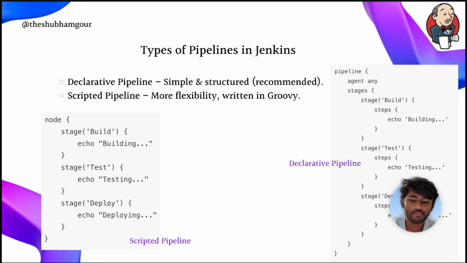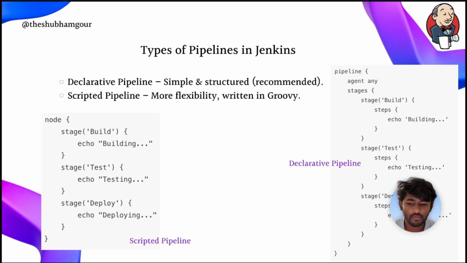Now, how many types of pipeline do we have? There are two main classifications of pipeline. First is declarative and second is scripted pipeline. Declarative is very simple and structured, which is the most recommended way. And scripted pipeline will give you more flexibility, and it is written in Groovy.